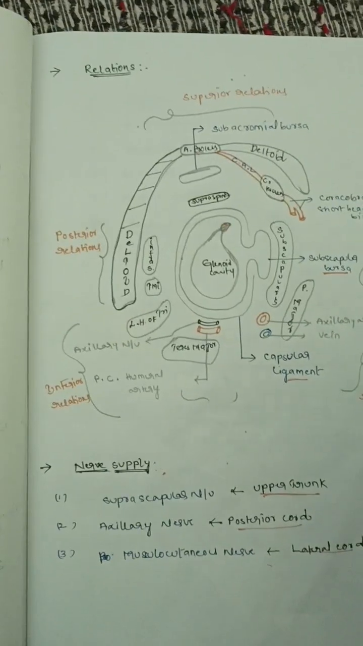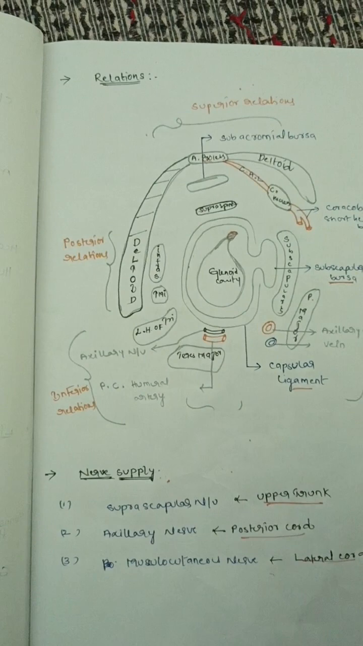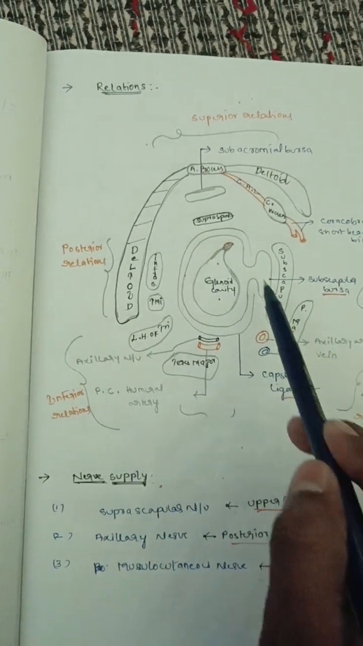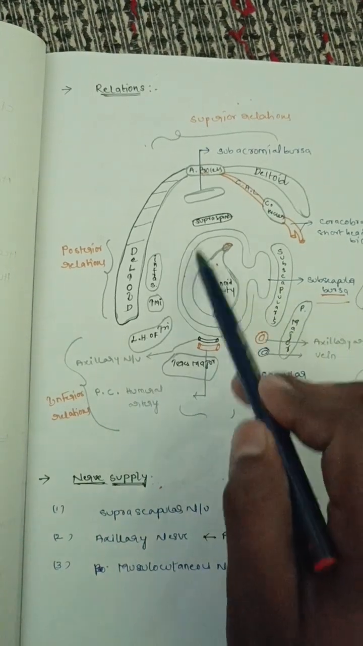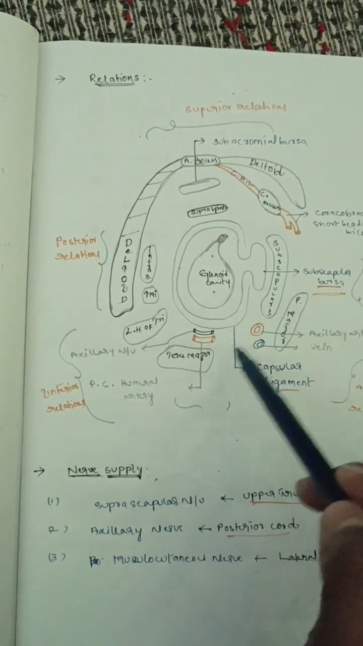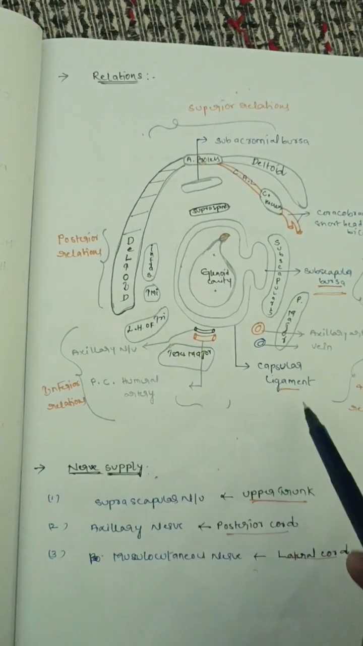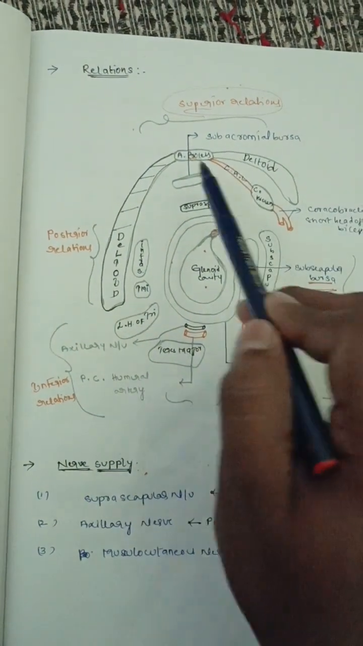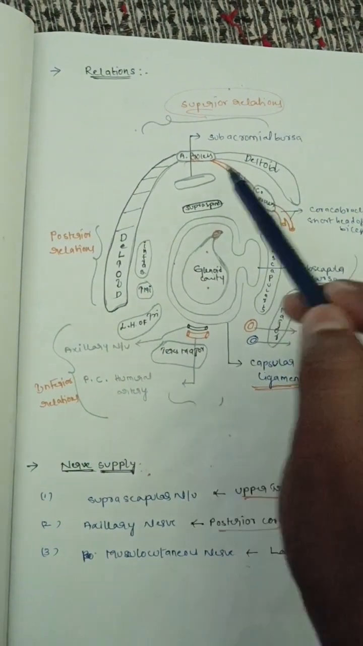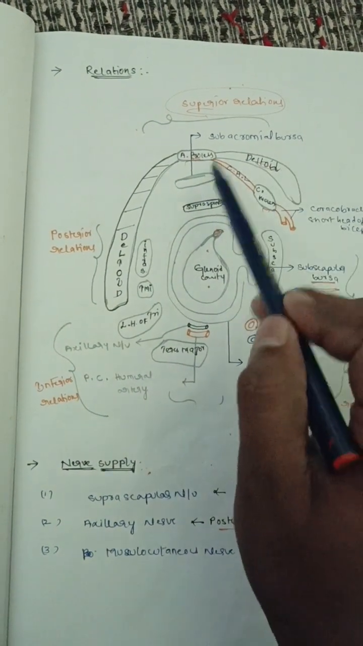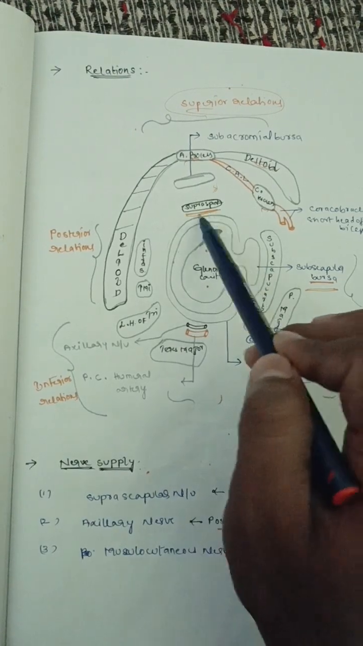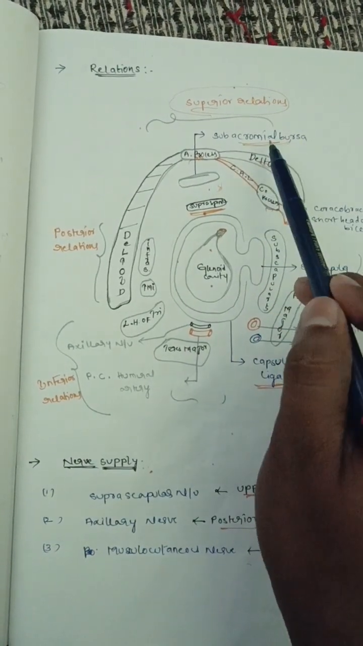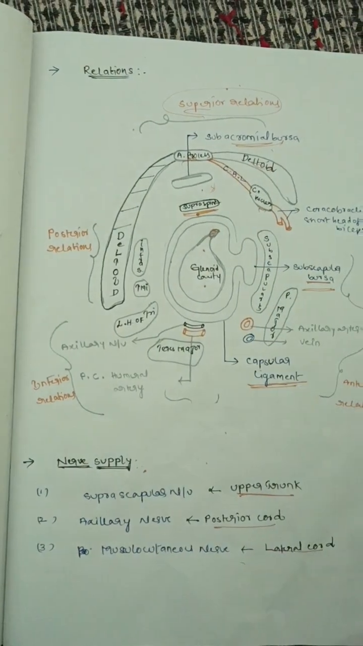After the ligaments, the relations of the shoulder joint. This is the glenoid cavity. Outside it is the subscapular bursa, and the joint is totally surrounded by the capsular ligament. The superior relations are the acromion process and coracoid process. This is the deltoid muscle. Superiorly one muscle is present, the supraspinatus muscle. Below the acromion process one bursa is present, the subacromial bursa.